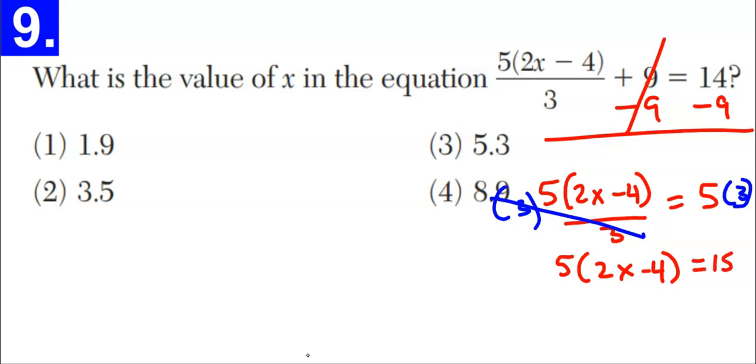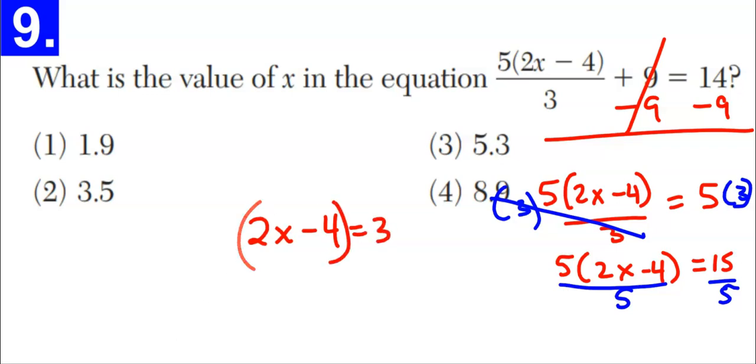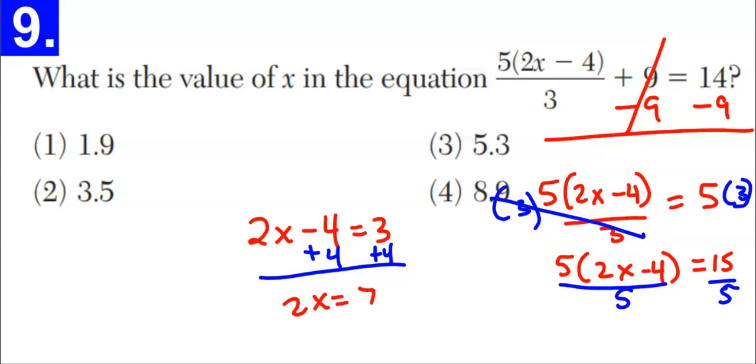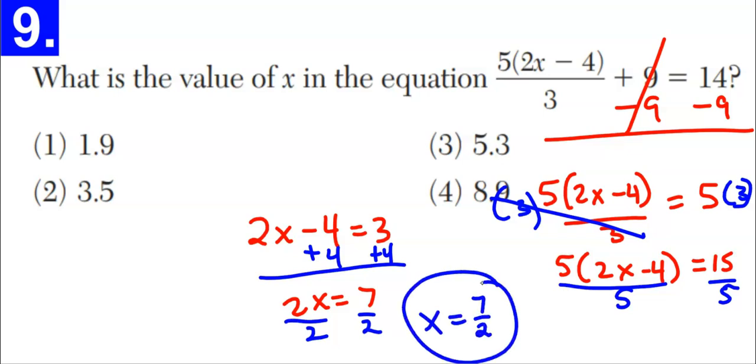Now you have two choices for this next move. You can either distribute the 5 and make everybody bigger, or you can divide by 5 and make everybody smaller. That leaves us with 2x minus 4 equals 3. I removed the parentheses because there's nothing left to distribute anymore. We don't need it. And now we're going to add 4 to both sides. 2x equals 7. We're going to divide both sides by 2, and that's our final answer, 7/2.